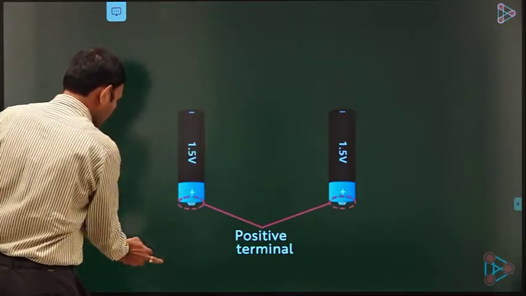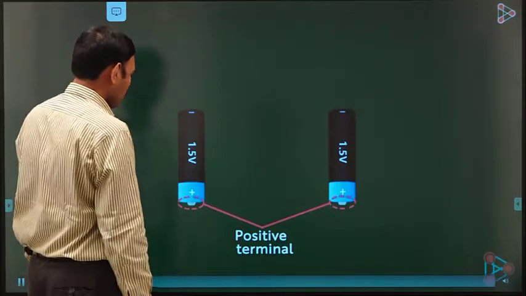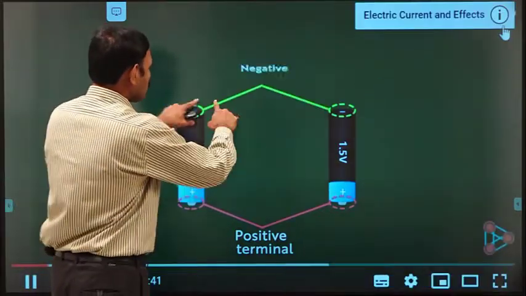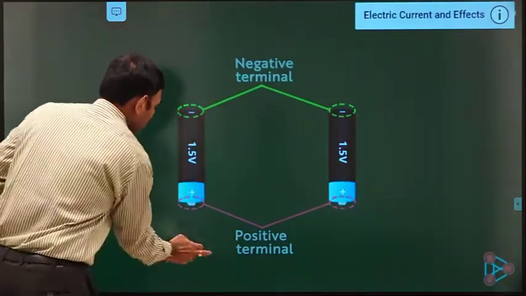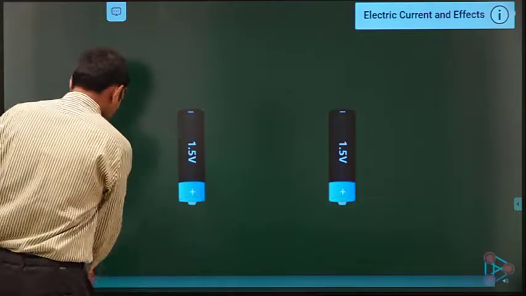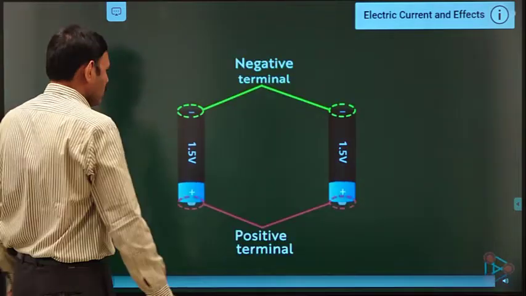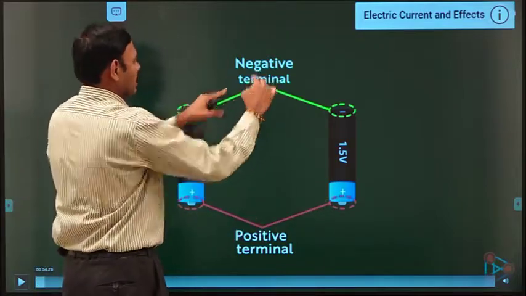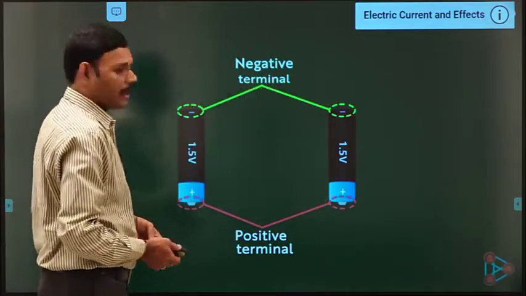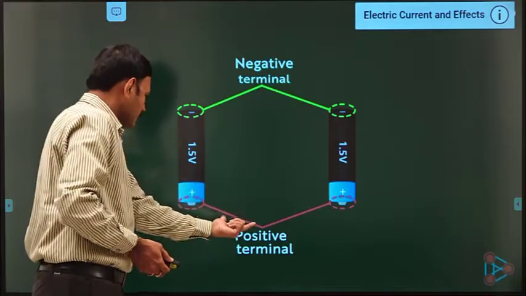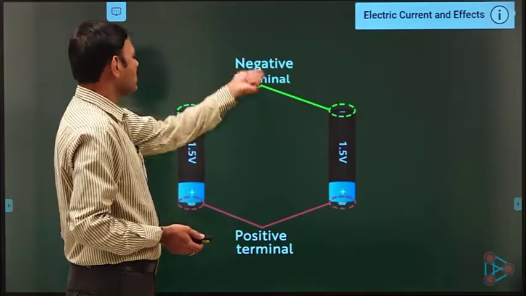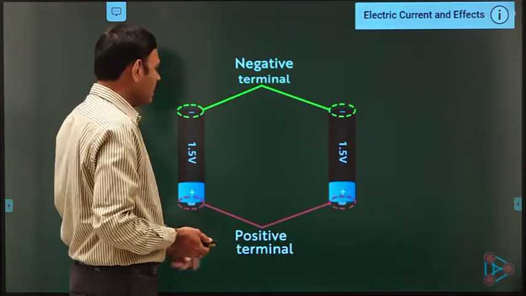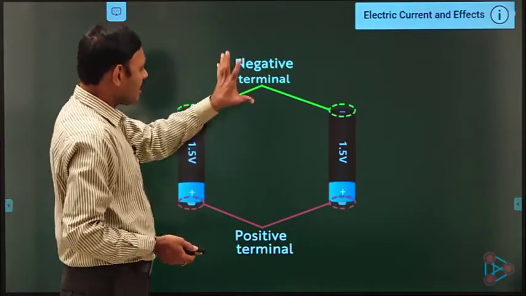Whereas let us look into this one. Here in this video, suppose these two negative terminals are connected here. Let us look into it. Here positive terminals are connected by this red wire and negative terminals are connected by the green wire. So all positive terminals are connected together to one end and negative terminals are connected together at second end. It becomes a parallel combination of cells.